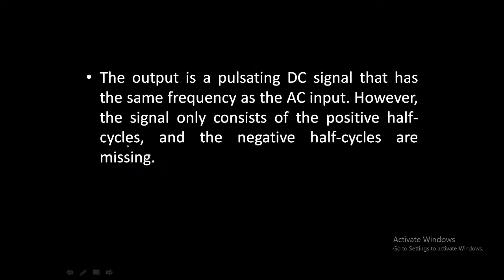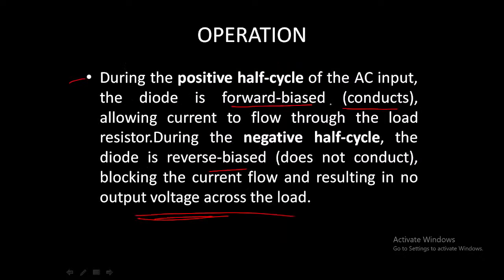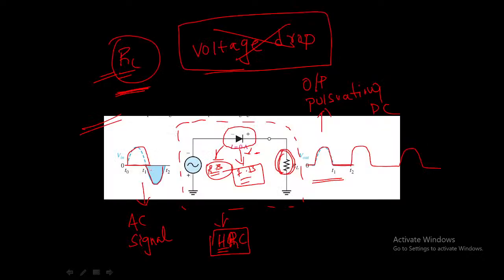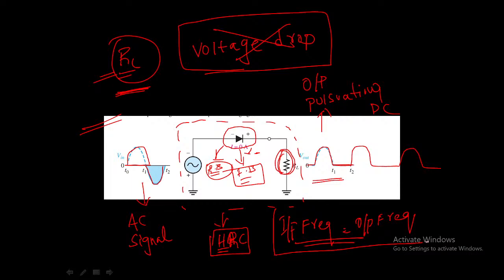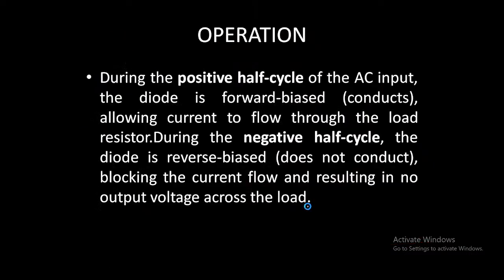And the output here is a pulsating DC signal that has the same frequency as the AC input. If you observe, the input frequency is equal to the output frequency. There is no change in the frequency. This is also a very important point: the input frequency of a half wave rectifier is equal to the output frequency.